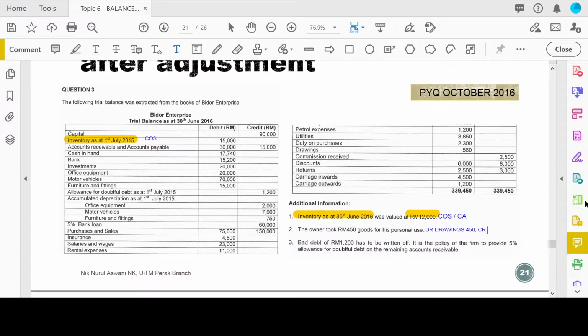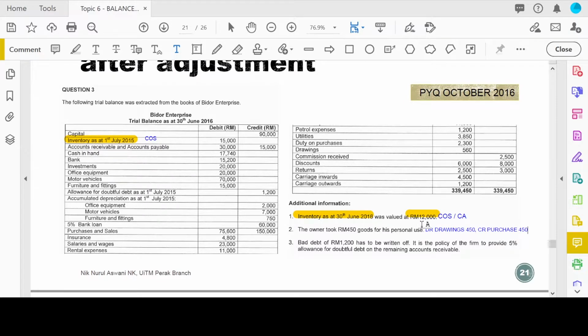Then we look at the transaction again. What are the items took by the owner? Is it a cash or goods? In this case, the owner took goods. Goods meaning we have to reduce the purchase account. When we reduce purchase account, we credit purchase account. Why? Because purchase is an expense account. So to reduce an expense account, you credit. So here we are going to credit purchase account by 450.